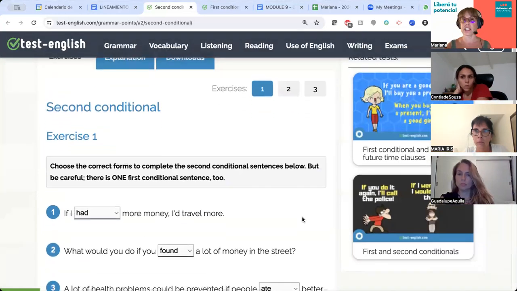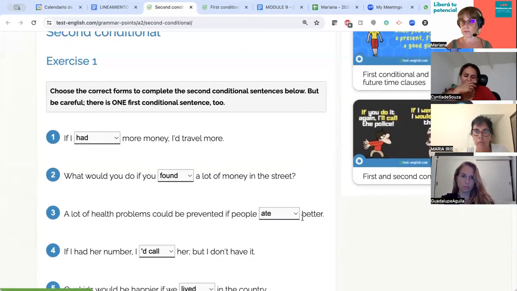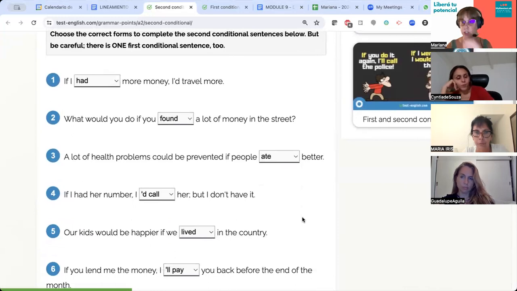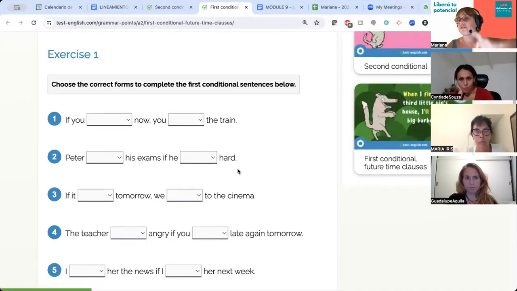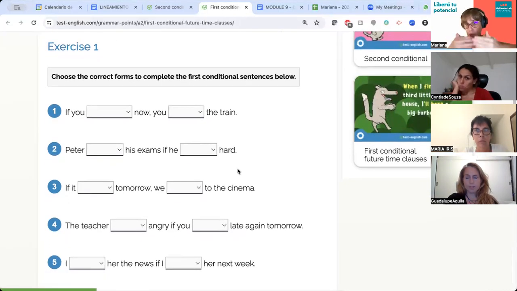Do you have any other question? No? We good? Cynthia, you need the verbs, the list of verbs, or you have? Yes. Okay. Well, I have another link to practice. Now, it's the first conditional because it's important to mix. In this case, it's the first. El otro es el second. Este es el first. Okay.